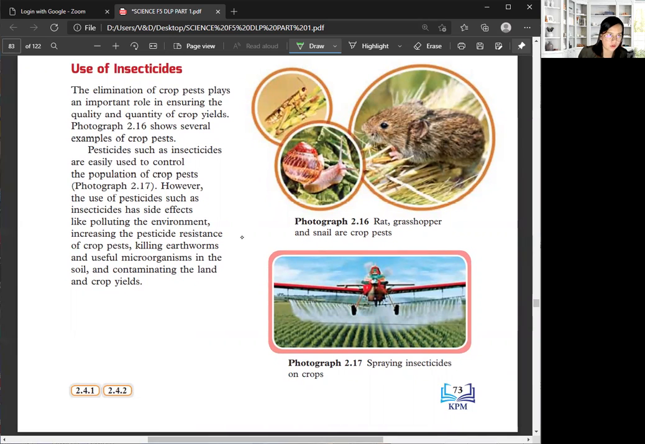Okay, so these are the side effects of the use of insecticide. So we need to make sure that we decrease the use of insecticide because of the side effects. It pollutes the environment, mencemarkan persekitaran. This can even increase pesticide resistance. Maksudnya, pesticide itu menjadi lebih tahan kepada insecticide. This can also kill the earthworms, which are very good for the soil, as well as contaminate the land, mencemarkan tanah juga.